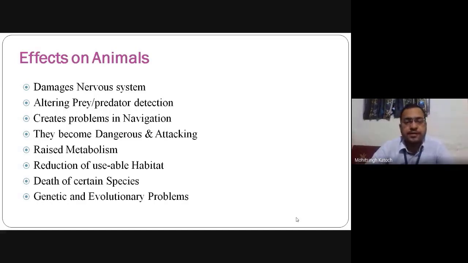Metabolism of animals gets raised. There is reduction in the usable habitat of animals. Various species are dying due to this noise pollution. And last, there are genetic and evolutionary problems in various animals. So like human beings, animals are also suffering heavily due to noise pollution.